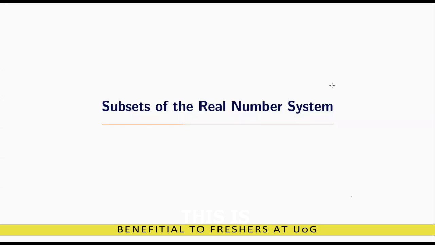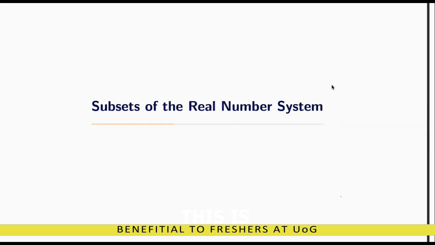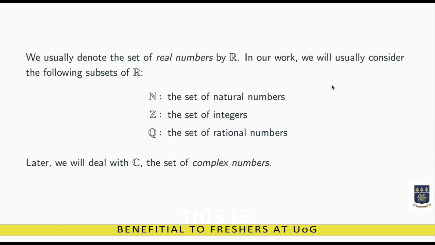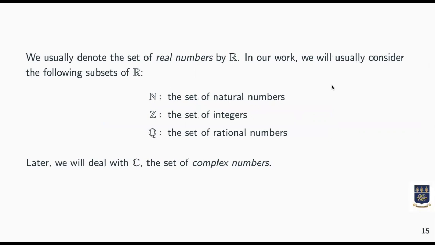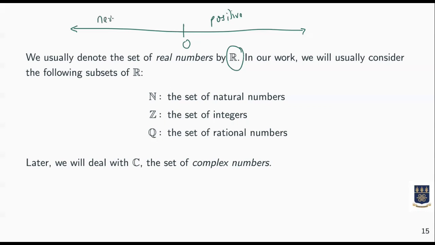Let us now consider subsets of the real number system. So we will usually denote the set of real numbers by this blackboard font. Like I said, because the set of real numbers is not countable, we usually use a number line, and then you have the 0 in the middle, and then these are the positive numbers, and these are the negative numbers.